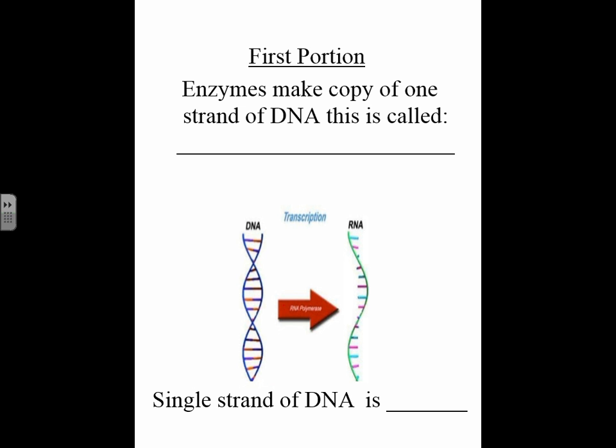All right, so first off, for the first portion of the DNA replication, the enzymes are going to make a copy of the one strand of DNA. Making a copy of it is called what? Remember the two things, transcription. Remember writing, copying it out. This is called transcription. This will be where the DNA is going to break. Remember, it's a double helix. It's going to break apart so it can make a copy.